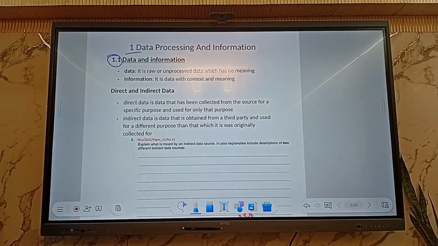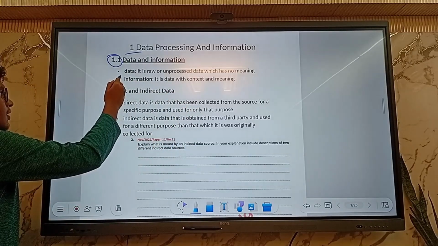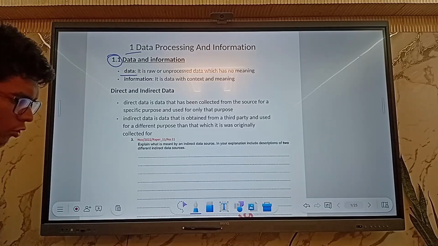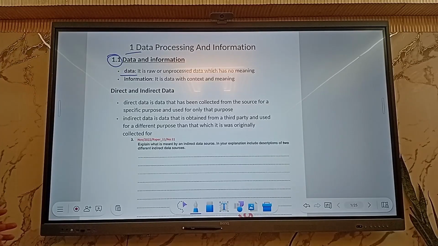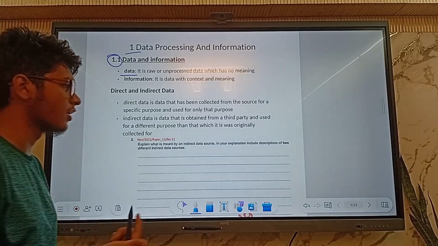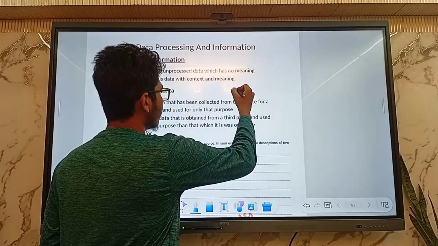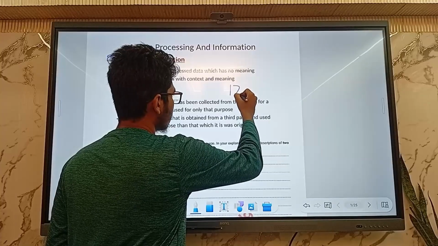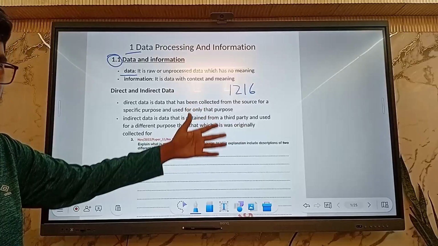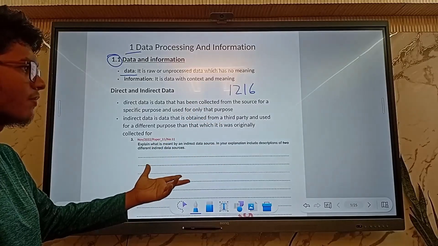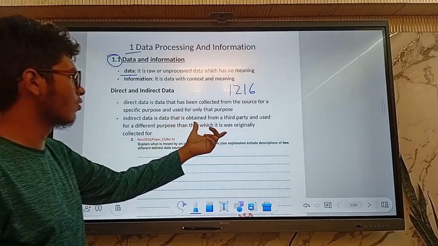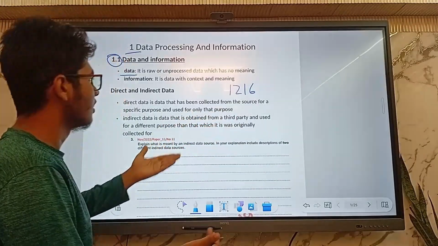So let's start. What is data? It is raw or unprocessed data which has no meaning. So, what can be an example of a piece of data? What if I write a number such as 1216? Does this make any sense to you? It's just a number, 1216. It can be many things. This could be a price of something, but it's a piece of data. We don't know what it actually means, right?